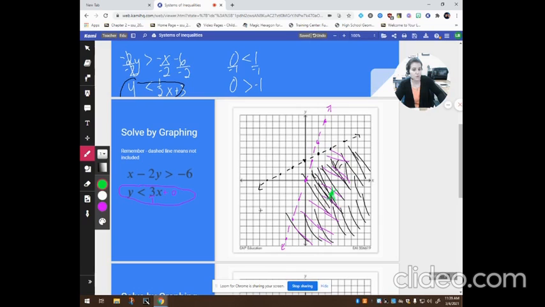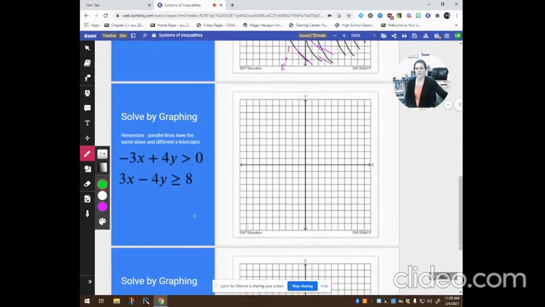I mean, any of these points down here in this double shaded area are possible solutions, but definitely negative 1, or this positive 1, 2, 3, 4, negative 1, negative 2. So (4, -2) is a possible solution to this system. Any of these points in this doubly shaded region are solutions to this system. Okay, so let's do this next one.